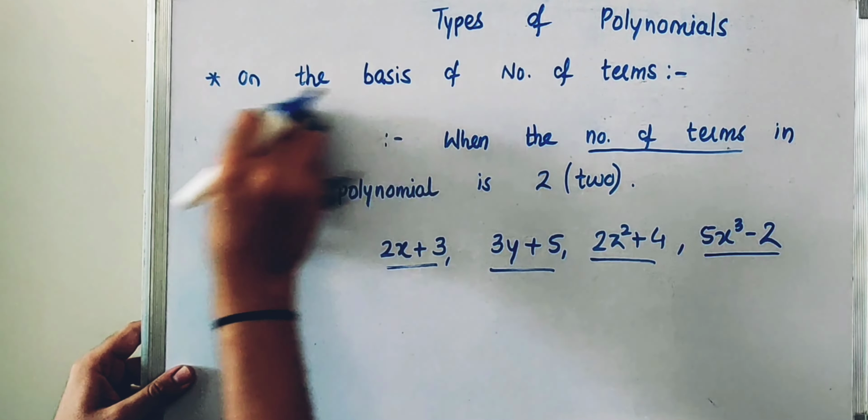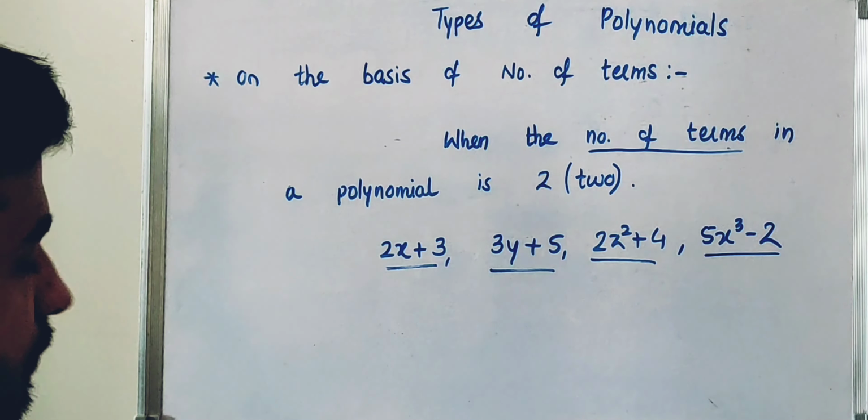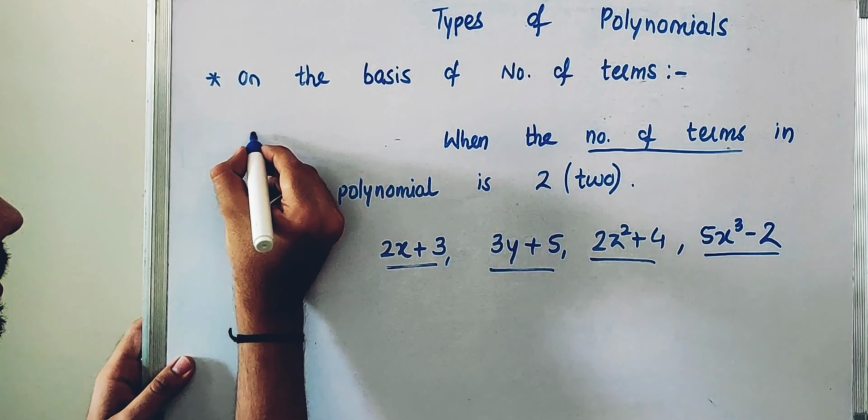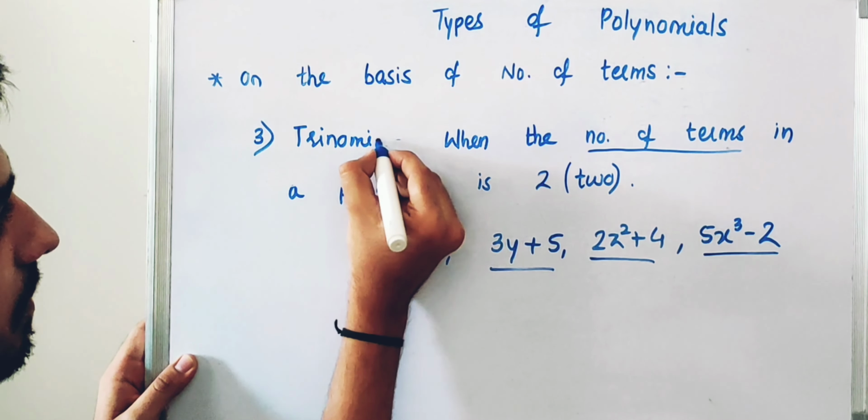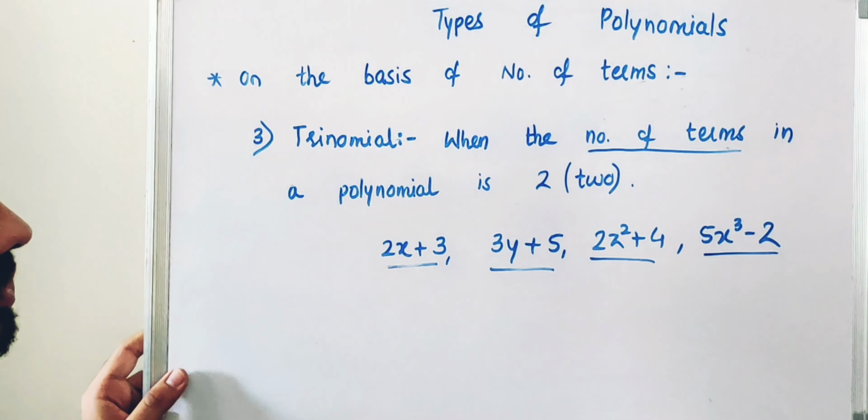What is the third one? Remember? Just write in the chat box fast. What is the third one? Very good. What is the third one? Trinomial.